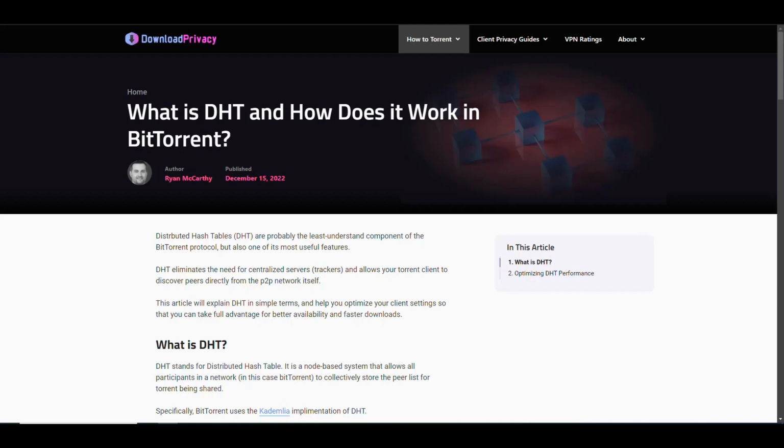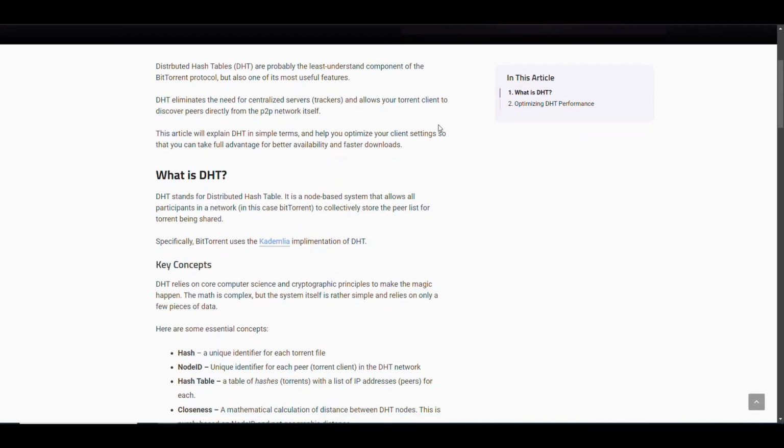So if we go into this document here, what is the DHT and how does it work? Basically it tells us that it's a way to decentralize the information about the torrents. So it eliminates the need for centralized servers, also known as trackers. And it allows you to discover torrents and peers on the network by yourself. So you don't rely on a third party to be able to find things in the network.